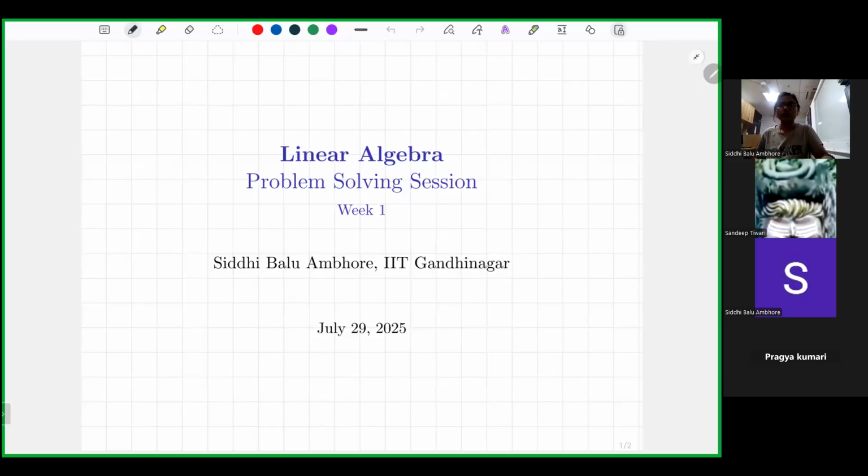So, welcome to the problem solving session for the course Linear Algebra. I'm Siddhi Balgambore from IIT Gandhinagar, and today we will discuss problems related to the syllabus from week 1, that is, problems related to introduction to algebraic structures like rings and fields, definition and example of vector spaces, and some definition and example of subspaces.